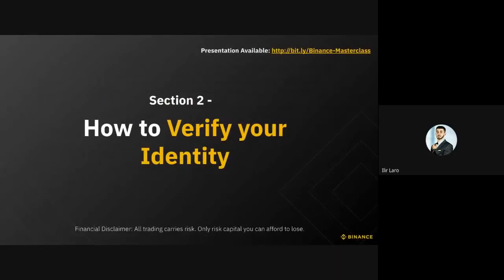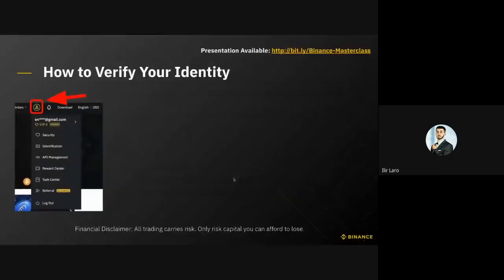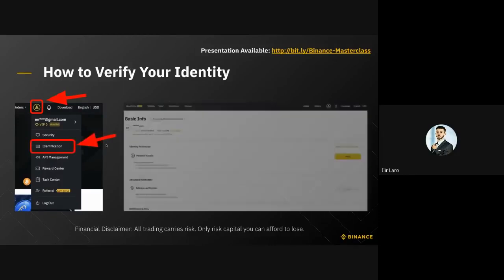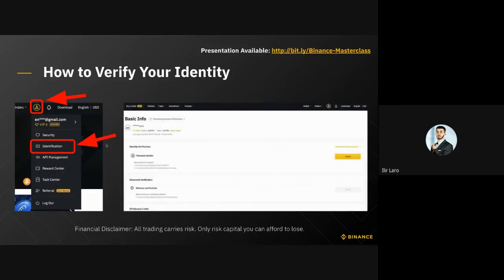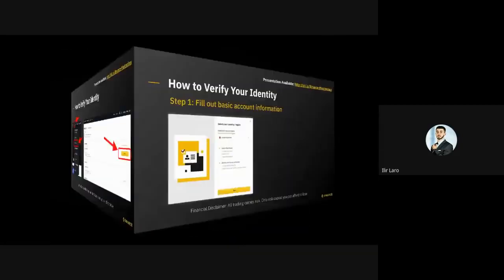So how to actually verify your identity on Binance. It's really simple to verify your identity. You can find it by going on the homepage, going on the navigation bar, clicking on this icon, that's your profile icon here, and then clicking on identification. You'll then be directed to the identification page, which you can see on the right, and then you just click on verify. It's as simple as that.